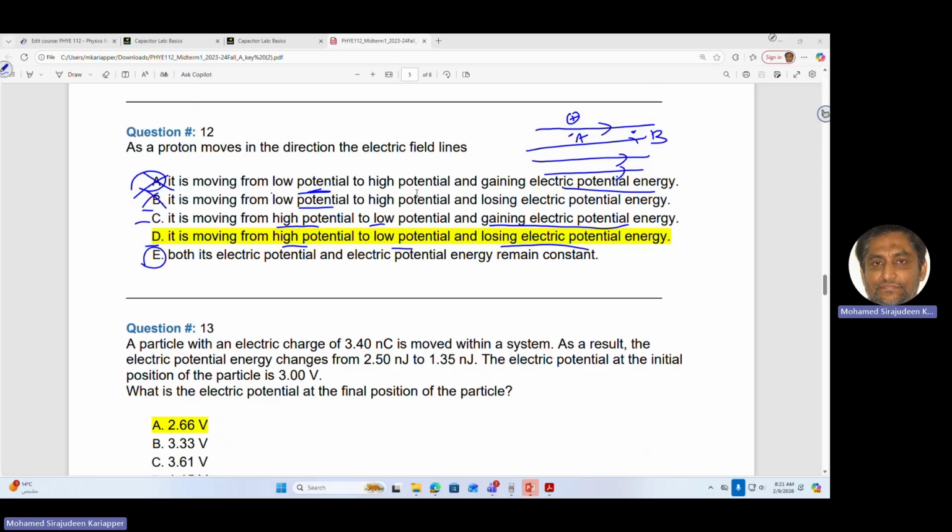Let me now talk about the potential energy. Potential doesn't depend on the charge that you are moving. When you move in the direction of the electric field, potential will decrease. Let me state the opposite: if you move in the opposite direction of the electric field, potential will increase. Now, what about the potential energy?